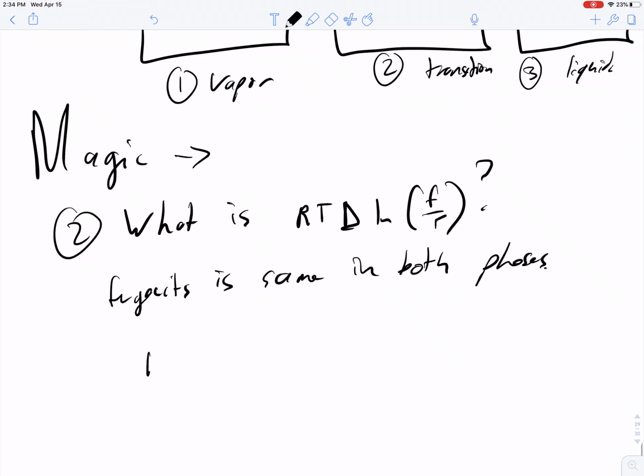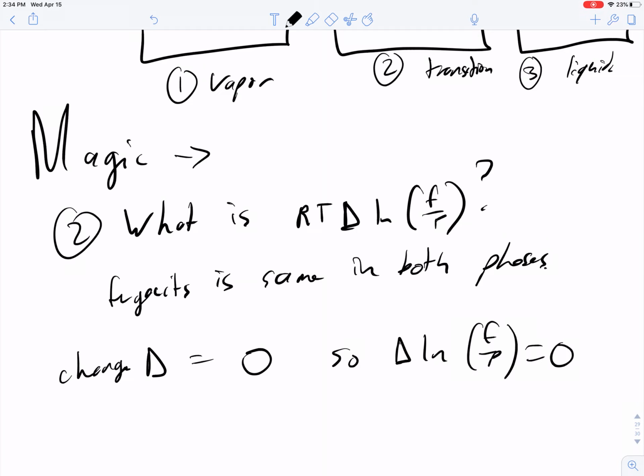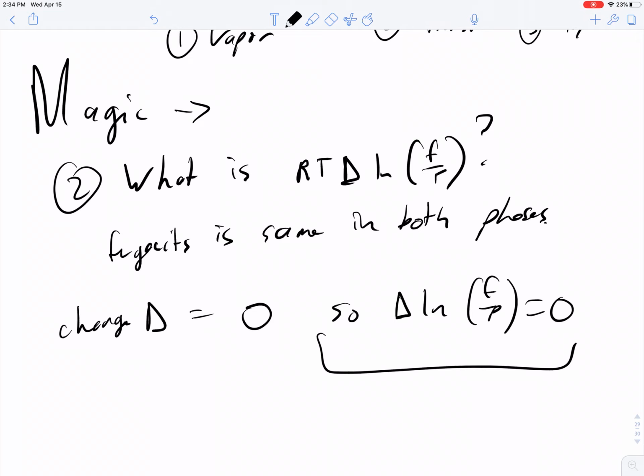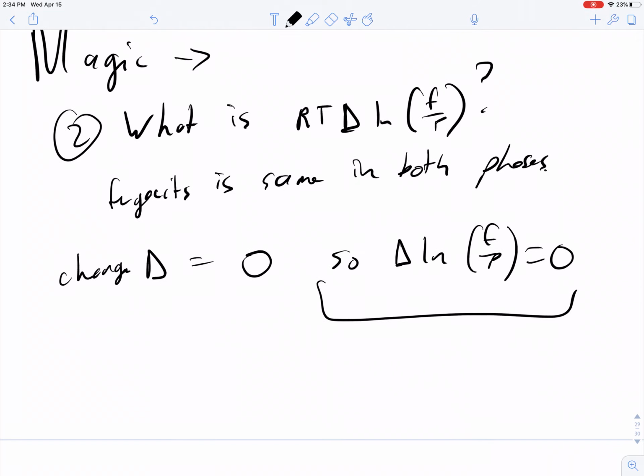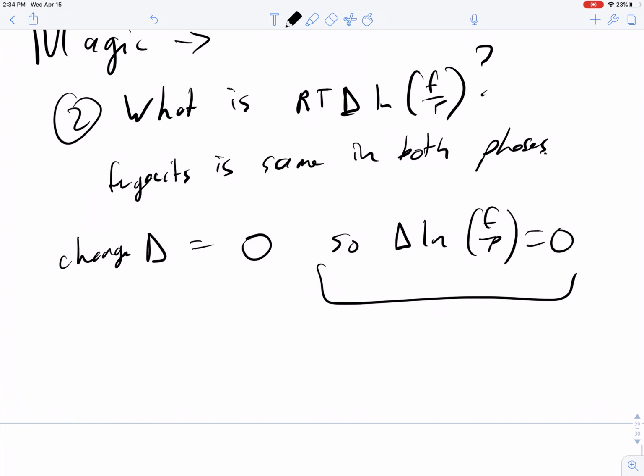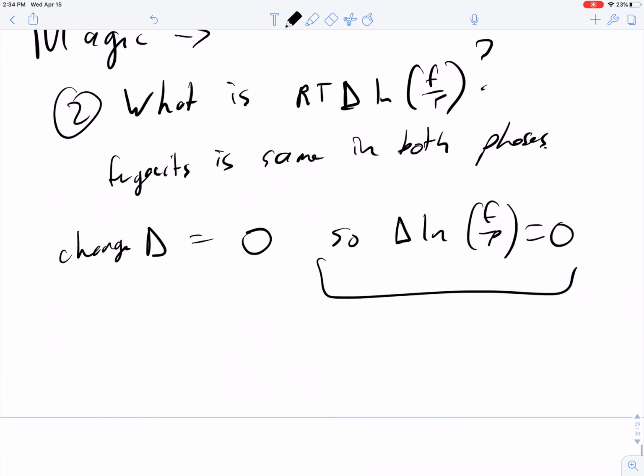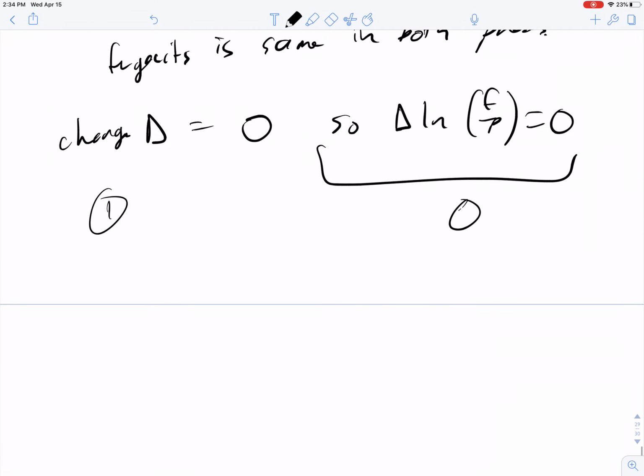Okay, so the change delta is equal to 0. So, delta log of F over P equals 0. Okay, this is the magic, because this disappears. So we have to break this into just the two parts now. We have the middle part just disappears. This whole thing is 0.